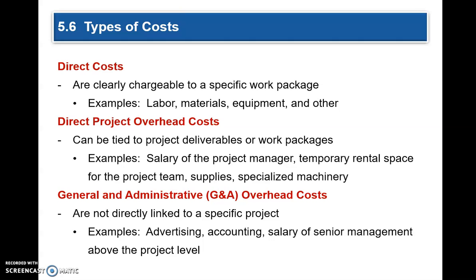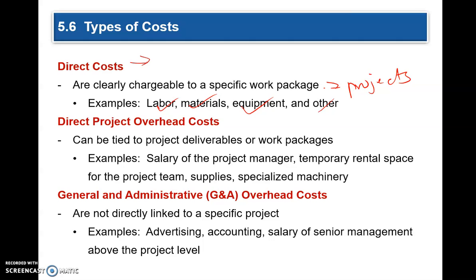Types of costs wise, you're talking about direct costs, which are chargeable to the specific work package, which is chargeable to the project directly. Labor, materials, equipment, and others are examples of that. Labor means the number of people who are working and their cost of work. Materials wise, what materials you're going to be using for the project.